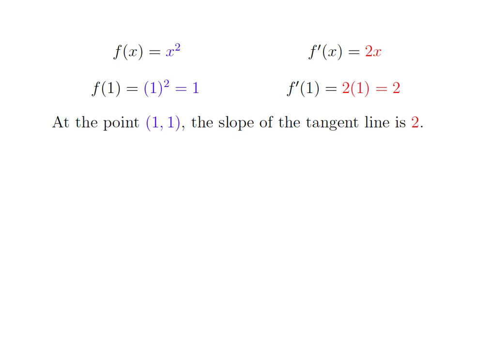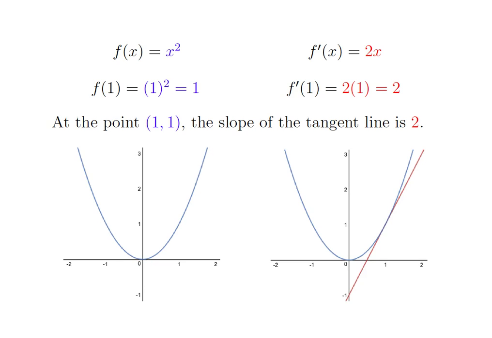So at the point 1, 1, the slope of the tangent line is 2. That's what the derivative means. At this point anyway, the slope of the tangent line. Looking at graphs of these, on the left we have the graph of f of x equals x squared, and on the right we have our graph of x squared along with its tangent line at the point x equals 1. And you can see from the tangent line that the slope is 2.